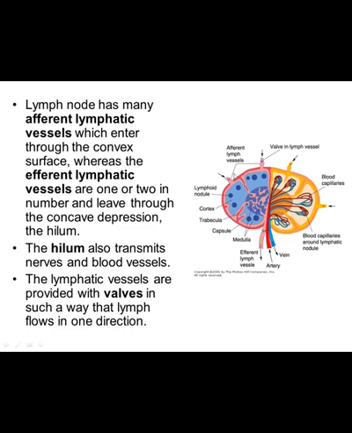Now we see the picture of the lymph node. The lymph node has many afferent lymph vessels. These are afferent lymph vessels which enter the lymph node on its convex surface. And here we see the efferent lymph vessels, which are 1 or 2 in number, and they leave the lymph node through a concave depression. And this concave depression is called hilum. This hilum also transmits nerves and blood vessels.